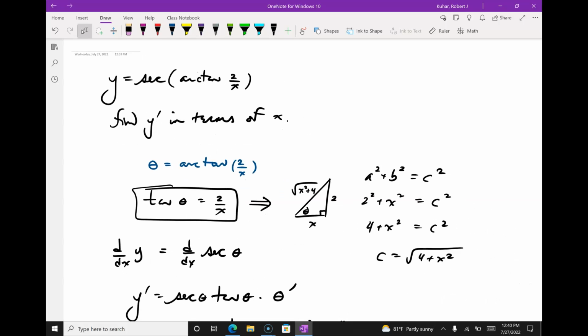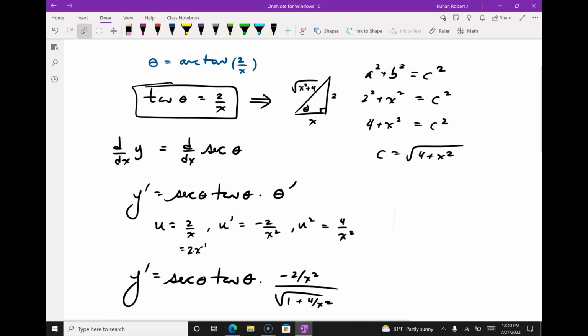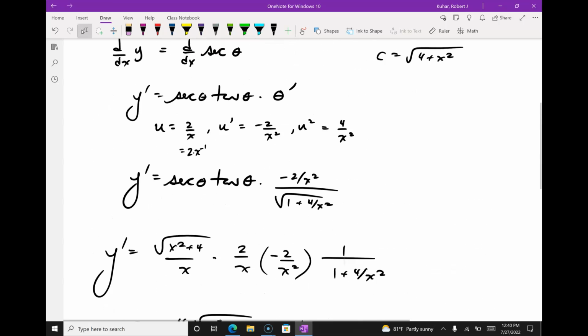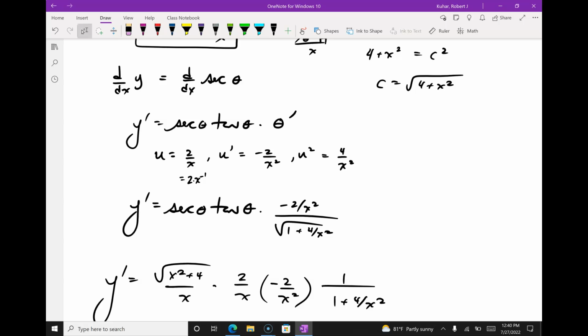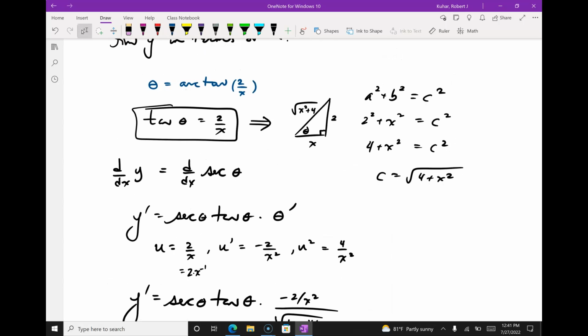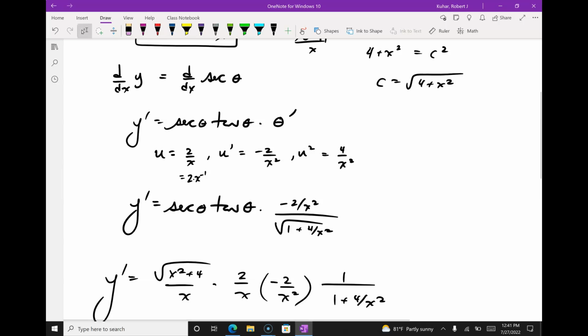How is it useful? I want the answer in terms of x. So when I get down to secant theta times tan theta, that's not in terms of x. But I can look at the triangle and get the ratio for the secant, hypotenuse over adjacent. So I replace that. I already know that tangent is 2 over x, or I could again look at the triangle.